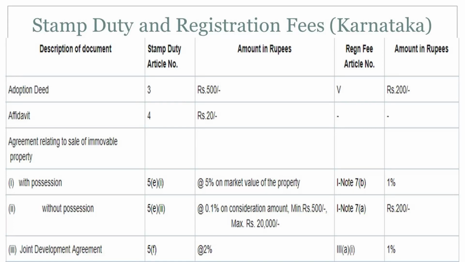So 5% on market value, 1% on registration, and there is an additional 10% of cess and a 2% surcharge that is imposed on the stamp duty itself. So you take 5% of the market value of the property, and on that 5% there is an additional 12% that is imposed in terms of a cess and a surcharge, basically.